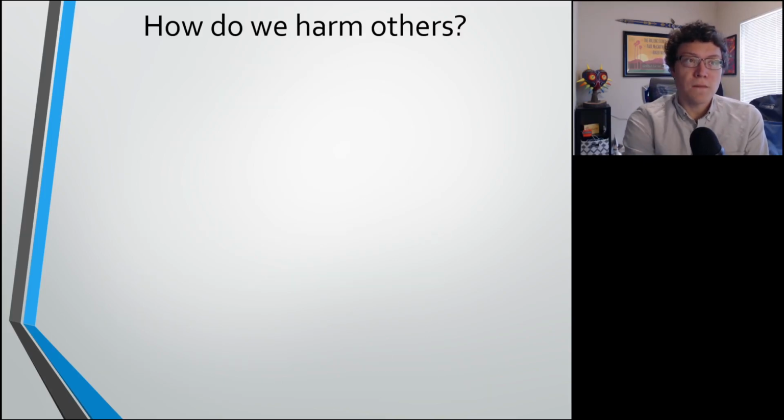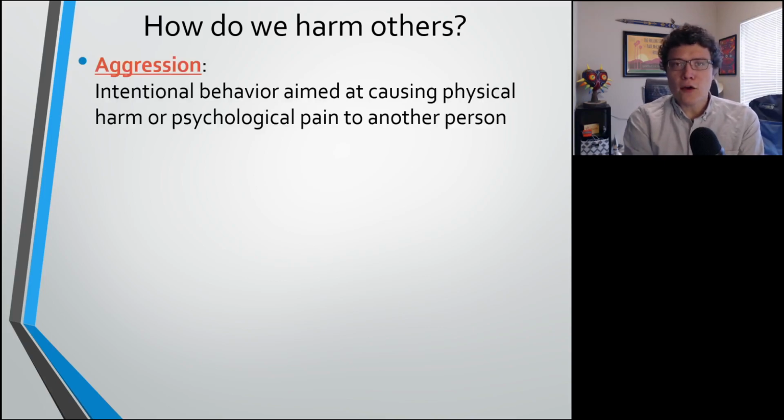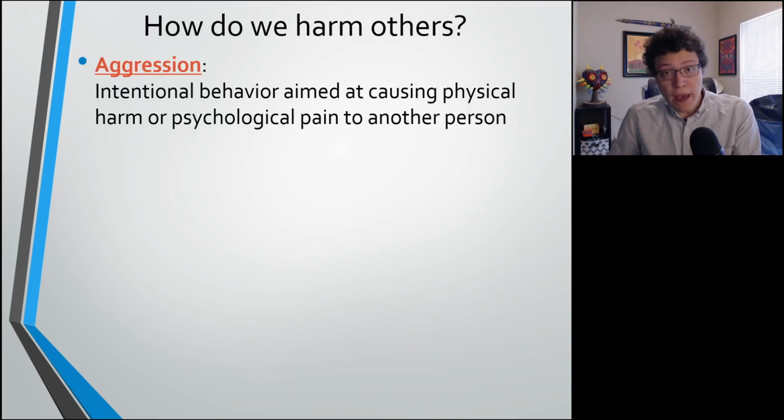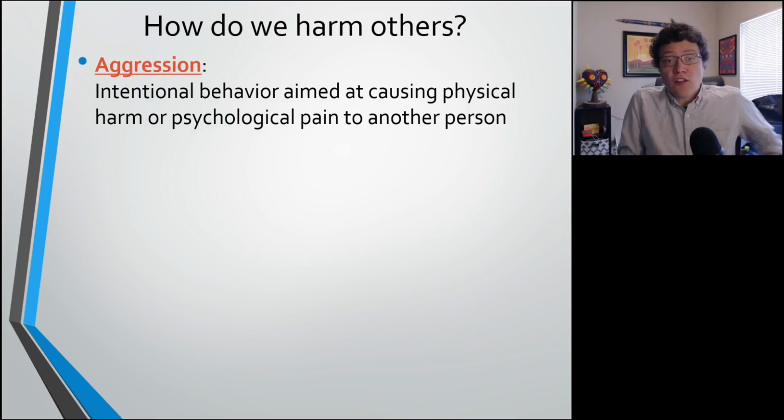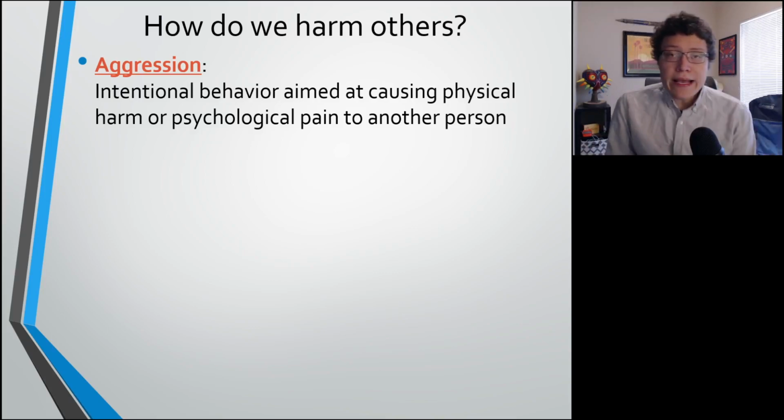So with your answers in mind, you probably had some sense of what you think these aggressive behaviors would be. How we define aggression in social psychology is an intentional behavior aimed at causing physical harm or psychological pain to another person. So intentionally causing some type of malice, whether that be physical, mental, theoretically social pain as well. All of these are aggression. But we can break it down even more.